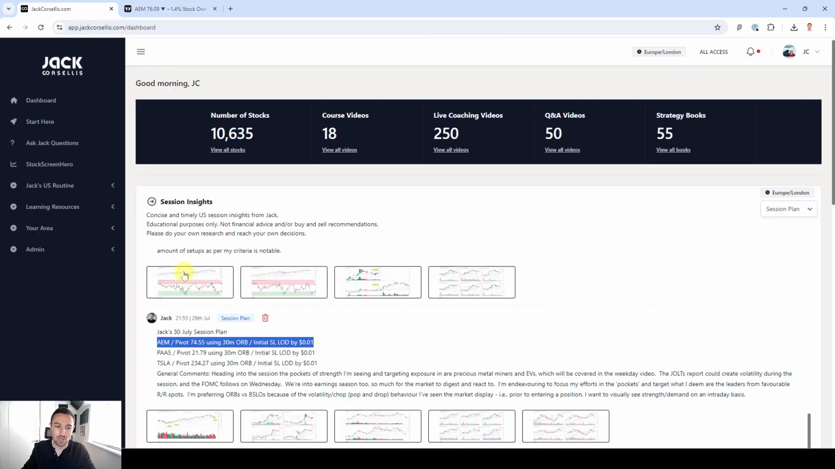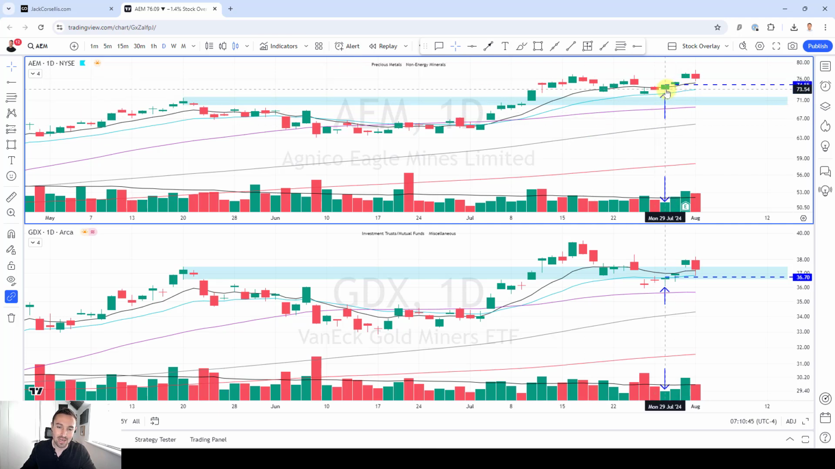So you can see here, as per the session insights, Jack's 30th of July session plan targeting AEM, the pivot being 74.55. So I'll take you through the rationale of why I was looking to target AEM on the 30th of July session.